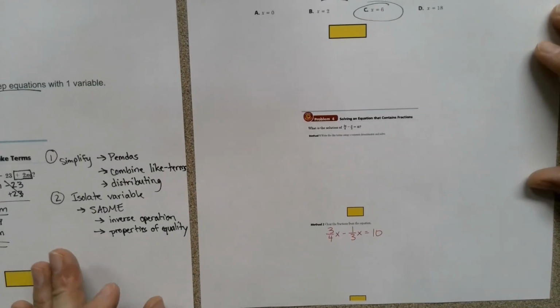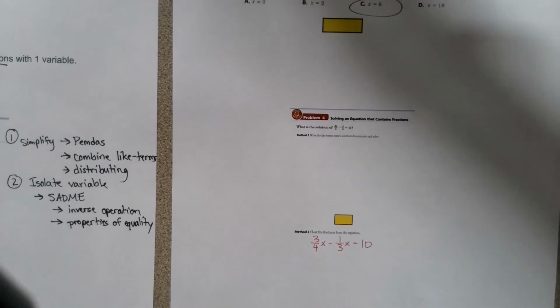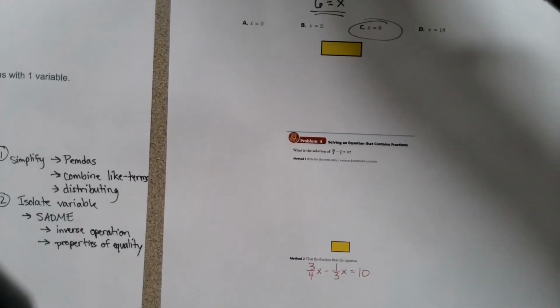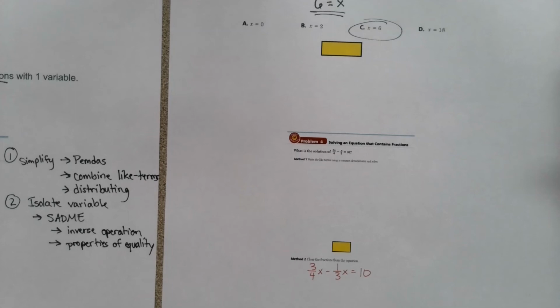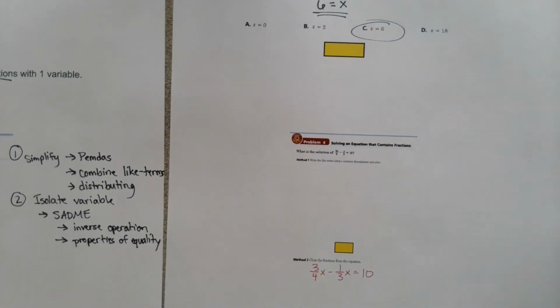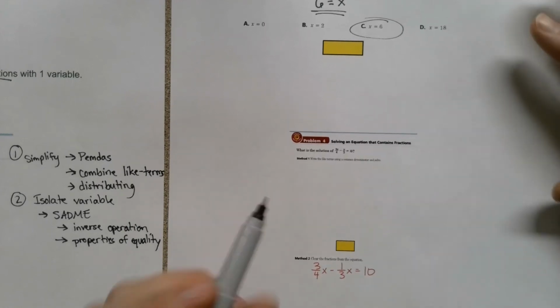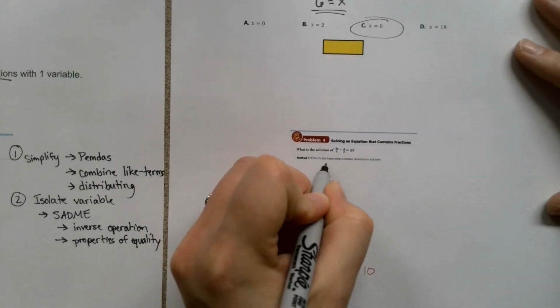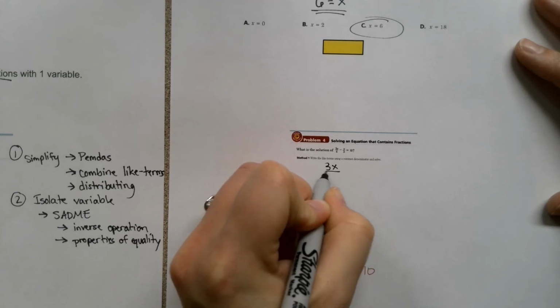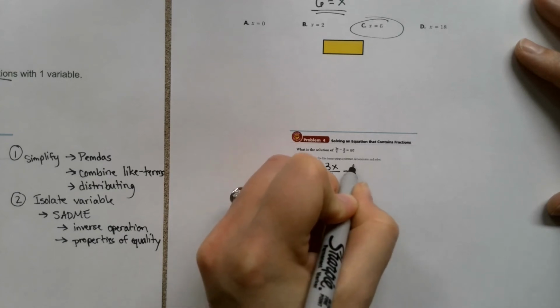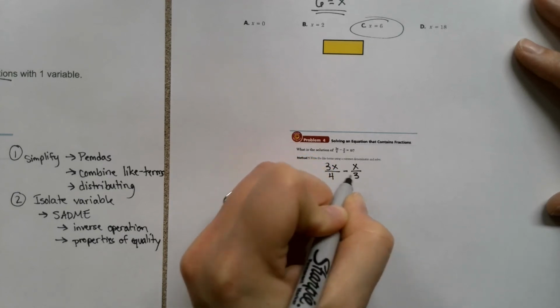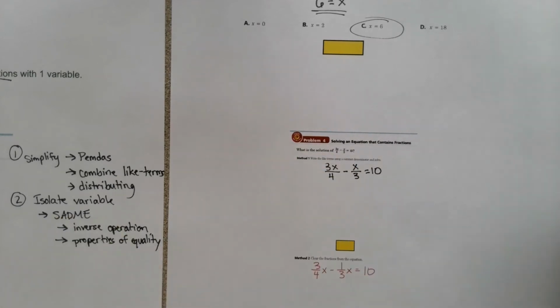Sometimes the problems that we're working on are going to have fractions. Just because they're fractions, we still use the same process. We want to simplify using PEMDAS, and then isolate using SADME. So if we look at this example, we have 3x over 4 minus x over 3 is equal to 10. That's one way of writing it.